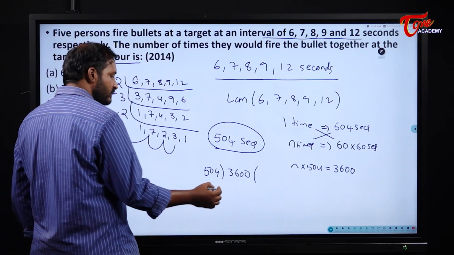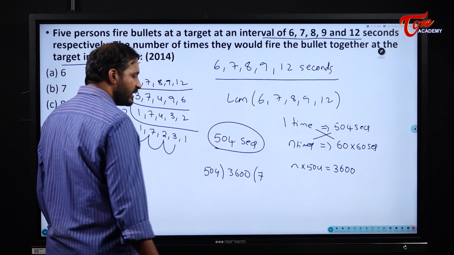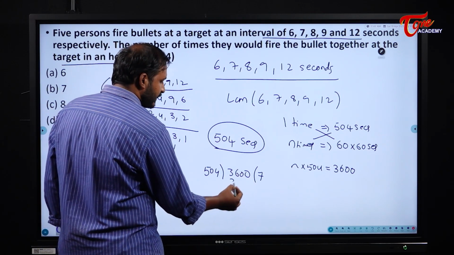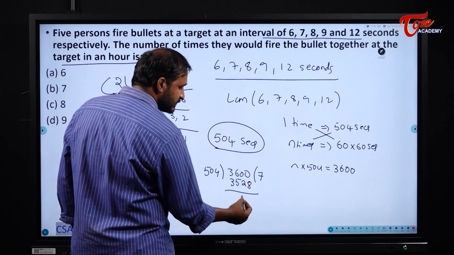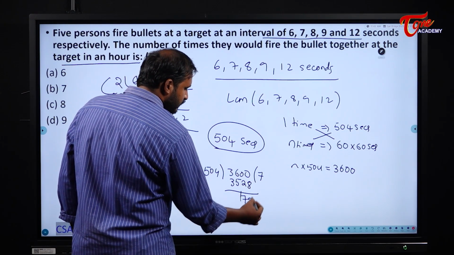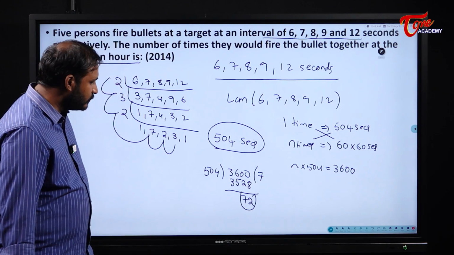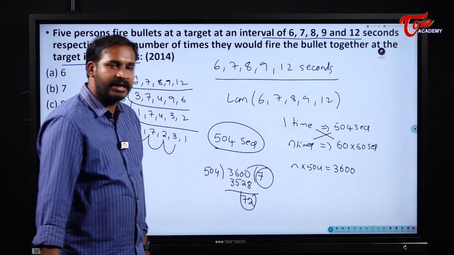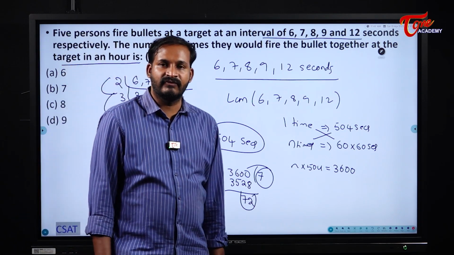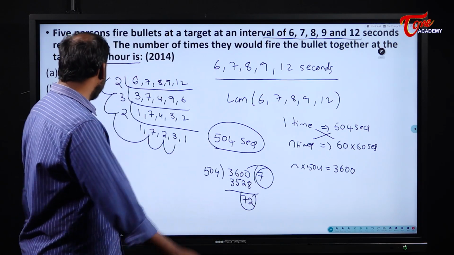504 sevens are 3500. 3500 plus 28 is 3528. So what is the remainder we will get in this case? 72. As I have already told you, we will not bother about the remainder. We only concentrate on this. So how many times will they fire on the target? They fire on the target together 7 times.